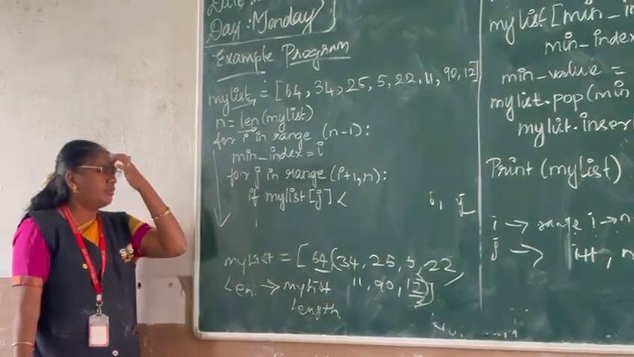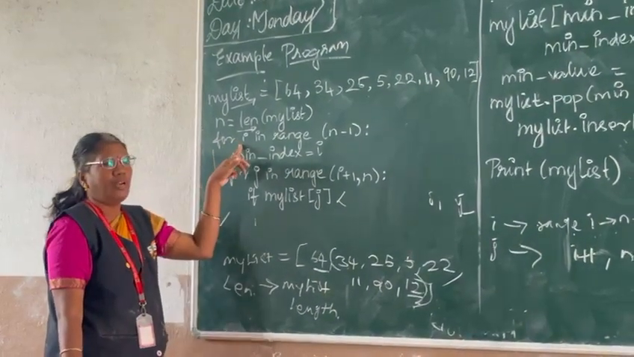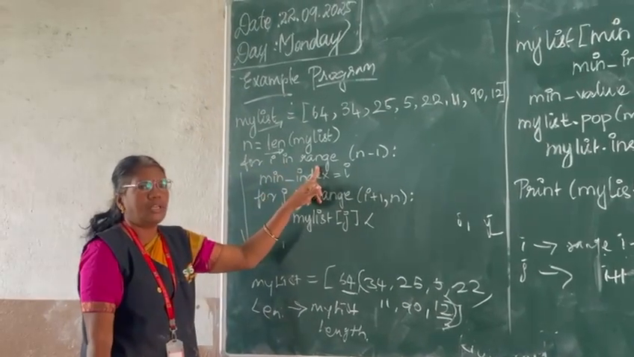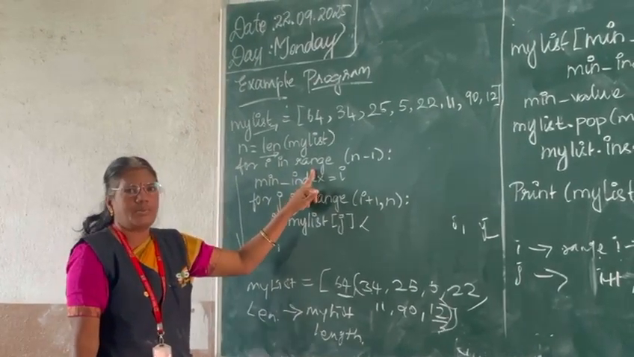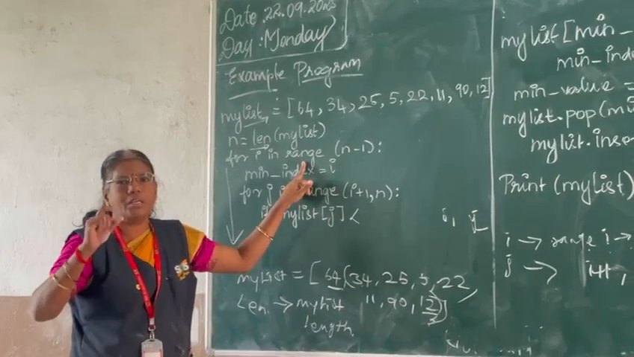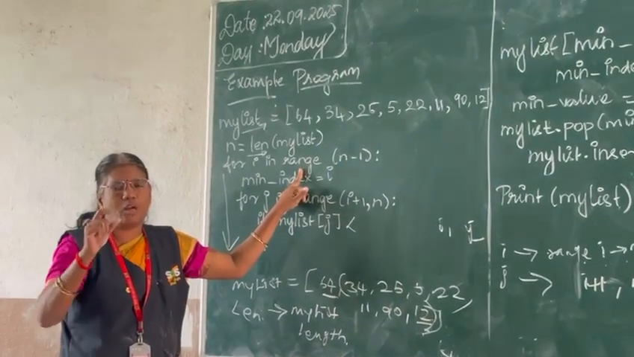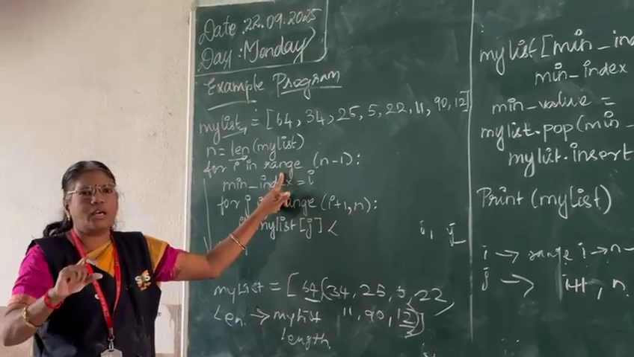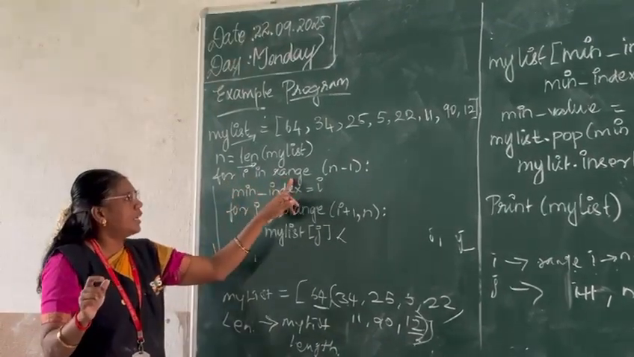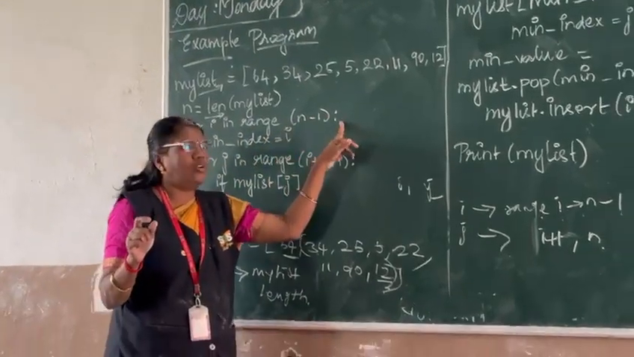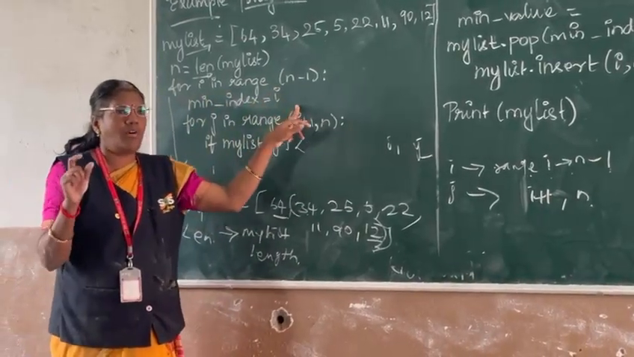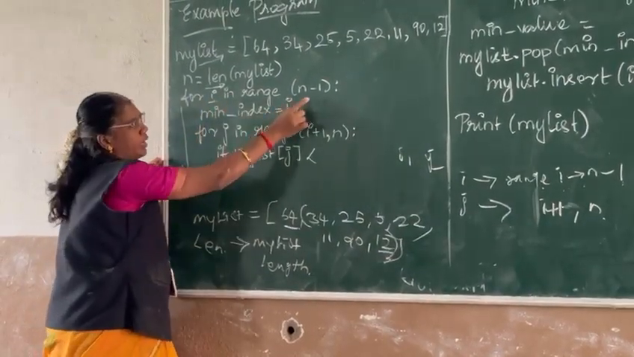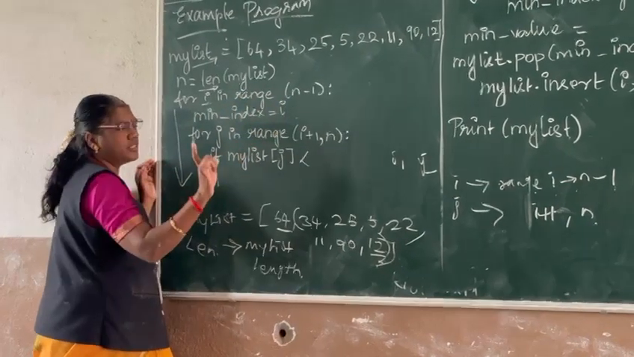Here i is a variable. This is the syntax for a for loop. For i in range. Range is a keyword for specifying up to which number the elements are going to be processed. We have to specify up to that element. For i in range of n minus 1, followed by a colon. This is the syntax of the loop. The loop will be executed for the i values from 1 to n minus 1.